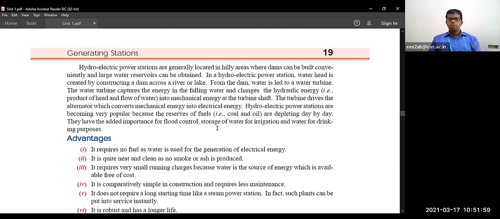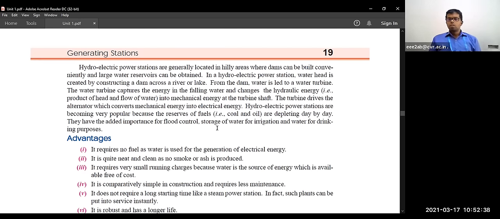Like if there is more flood in the river, you can store that water, and that stored water can be utilized for your irrigation, and for drinking purposes also. Krishna water we are getting in Hyderabad. From the dam, it travels around 200 kilometers, and from the dam only we are utilizing it for drinking water, and also for irrigation.